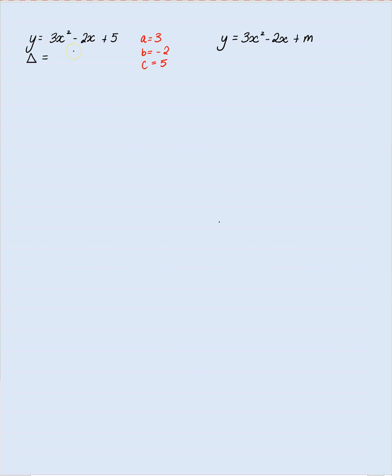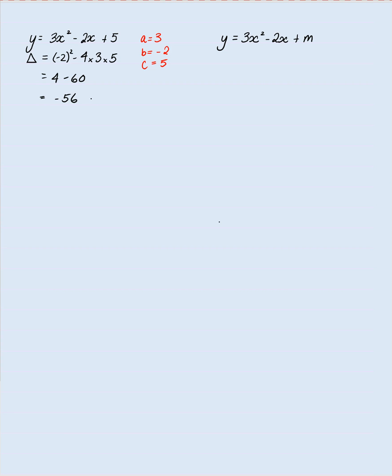we get b squared minus 4ac, so -2 squared minus 4 times 3 times 5, so 4 take 60, which is -56. Therefore, for this one, there will be no x-intercepts. Because the discriminant is less than 0, no x-intercepts, it will not touch or cut the x-axis.